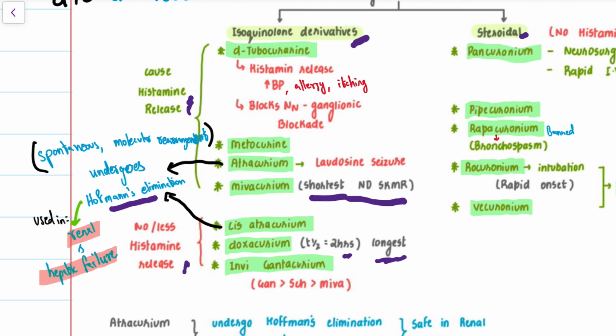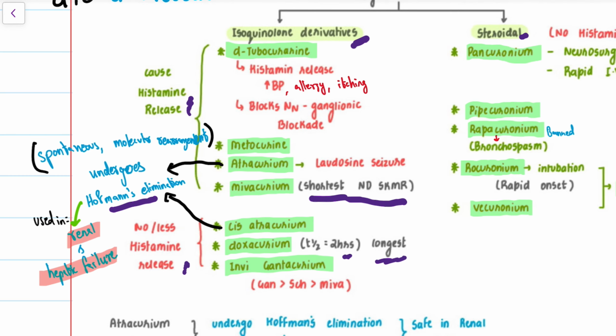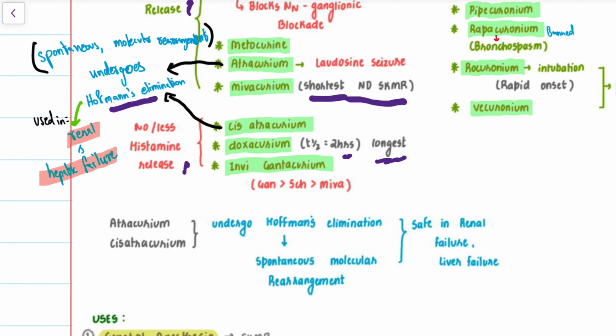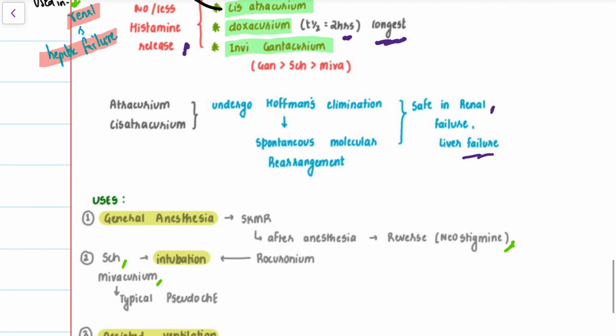Hofmann elimination is spontaneous molecular rearrangement. Basically, it degrades on its own. So yeah, these undergo spontaneous molecular rearrangement. So it is safe to use in renal and liver failure patients.